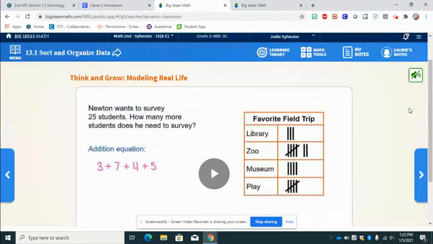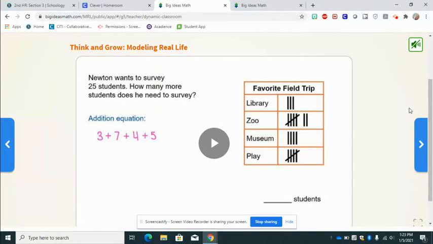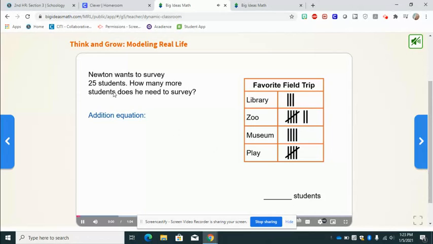All right, we're going to look at our Think and Grow really quick, and then we're going to go ahead and let you get started on your practice. So Newton wants to survey 25 students. How many more students does he need to survey? All right, so to solve, we have to see how many students he's already surveyed over here. So the library has 3, zoo has 7, museum has 4, and play has 5. This is your favorite field trip.